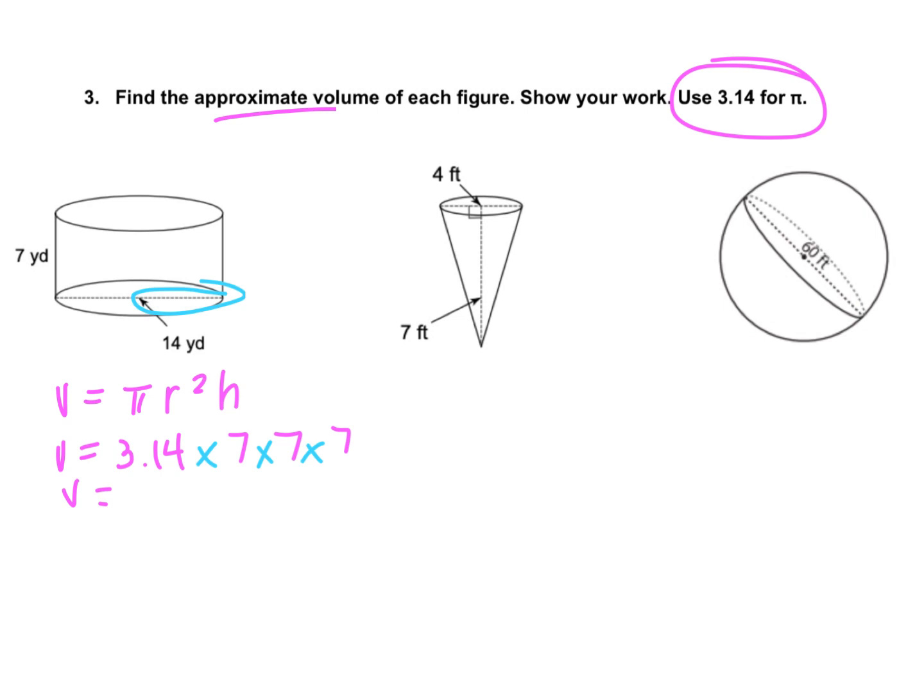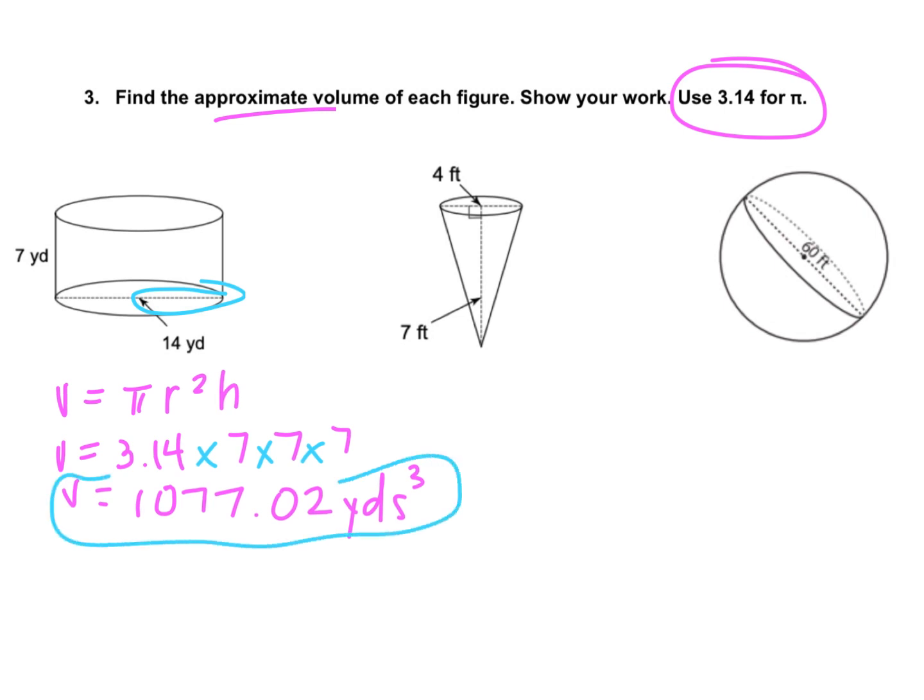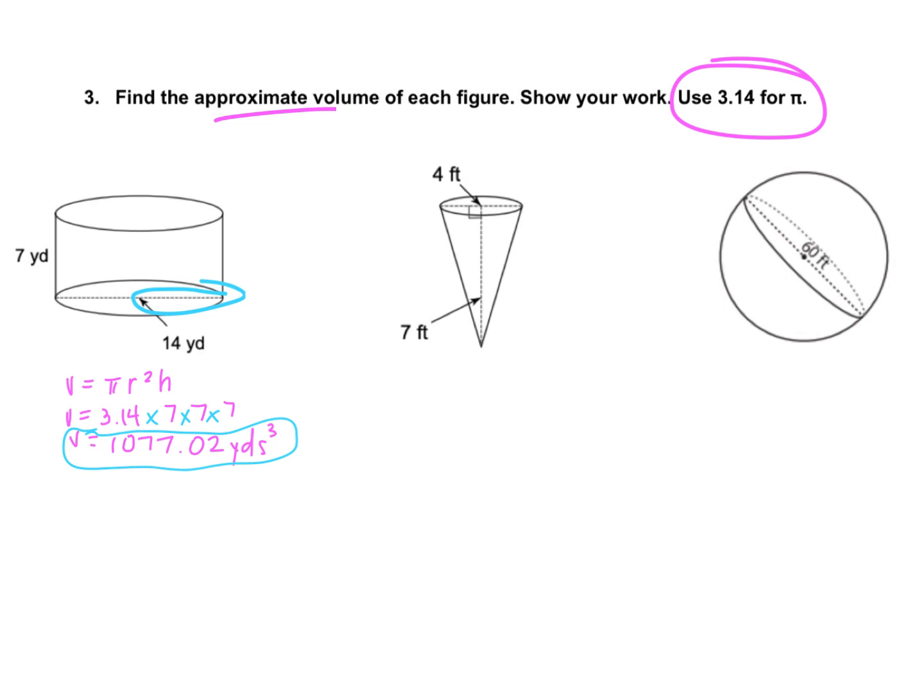Okay, now go ahead and pick up your calculator and let's calculate all of that. 7 times 7 times 7 times 3.14, all of that, I get 1,077.02. And remember that's yards cubed, or cubic yards. Okay, make sure you show all of that work. Okay, moving on to the cone.